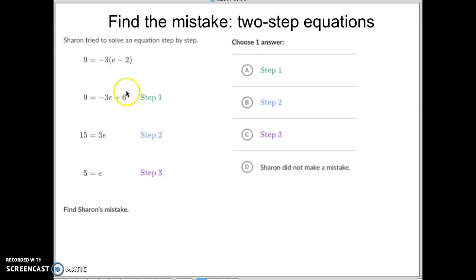So then step 2. Let's see, it looks like they canceled this positive 6. Well, how do you cancel a positive 6? You subtract 6. So whatever you do to one side, you must do to the other. So if we subtracted 6 here to get to 0, that looks good. And if we subtract 6 from 9, 9 minus 6 would be 3. Oh, it equals 15. They added 6 to this side. So it's right here in step 2 where they made their mistake.